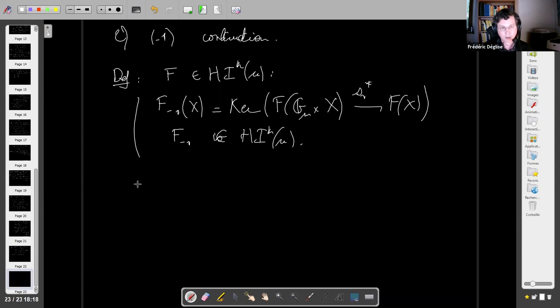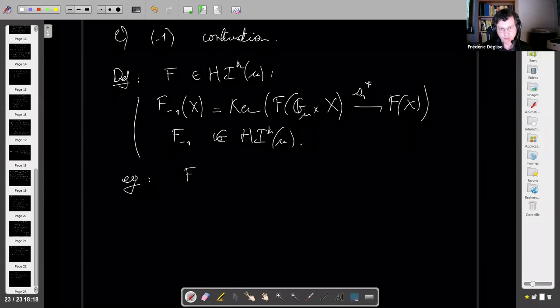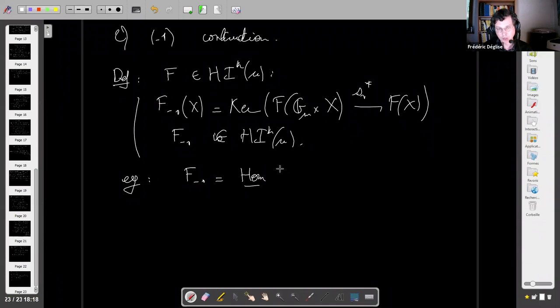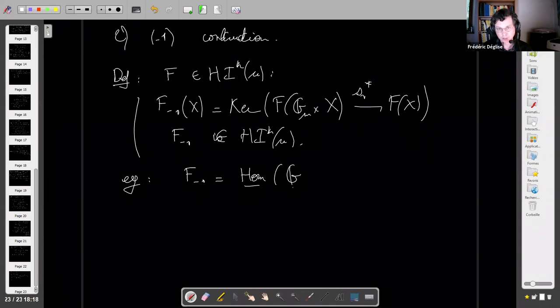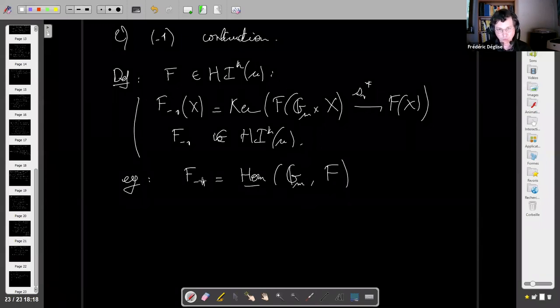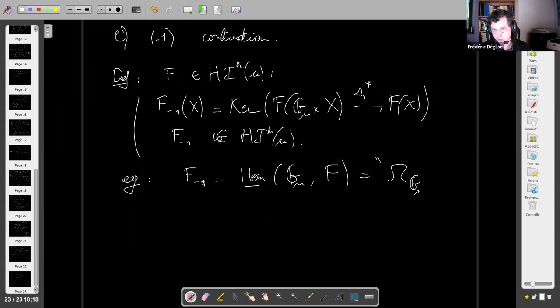Okay. So I have not much time to mention that, but what you can check is that F_{-1} is the internal Hom computed in the category of sheaves with transfers of G_m into F. So for those who like fancy terms, it means that it's a G_m-loop space of F.